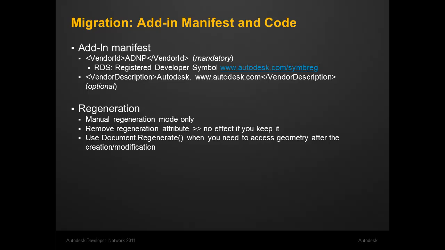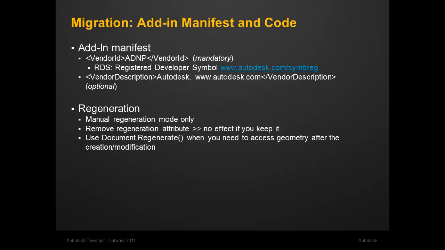Vendor ID is a 4-character symbol which helps identify the maker of the add-in. If you're writing a code for in-house usage, you may specify, for example, ADSK or ADNP, which many of our SDK samples use. If you plan to make your add-in available to other customers, then this should be your RDS or the registered developer symbol that you register at the developer center. The URL to the RDS registration site is shown on the slide.